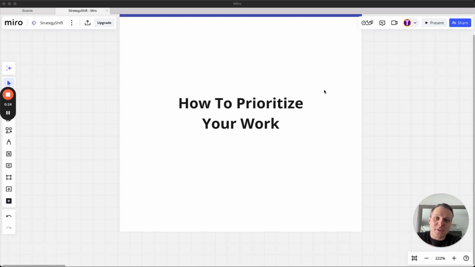I'm going to show you the 2x2 prioritization framework and then give you a few examples to help you get started. Let's begin. So, how to prioritize your work?